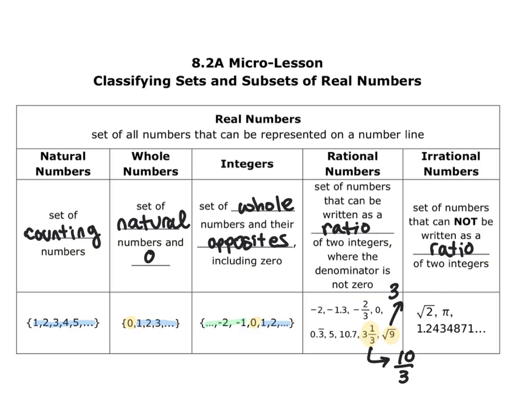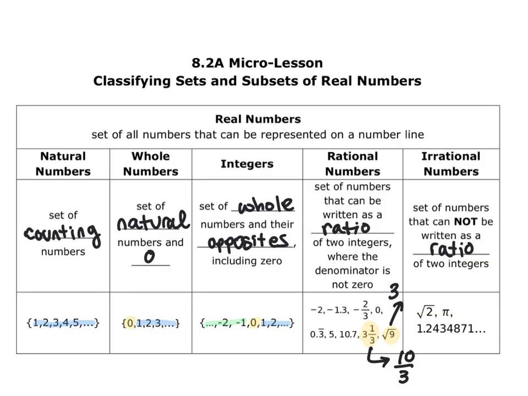This number down here too, 1.2434871. Do you notice that none of those numbers seem to be forming a pattern? This is also an example of an irrational number. The digits are going to go on forever and they're never going to form a pattern. So I can't write that as a ratio of two integers either.